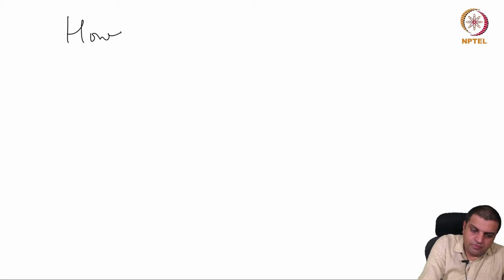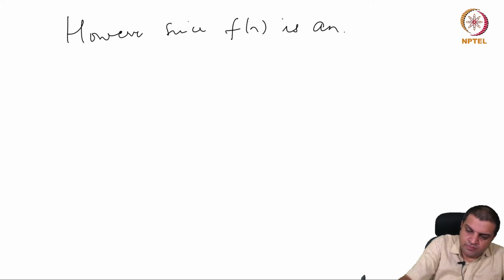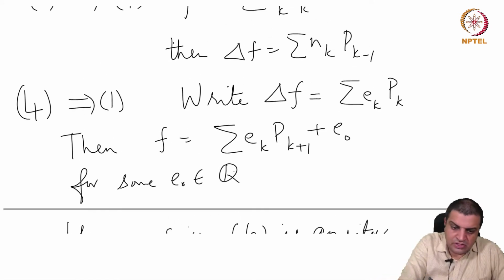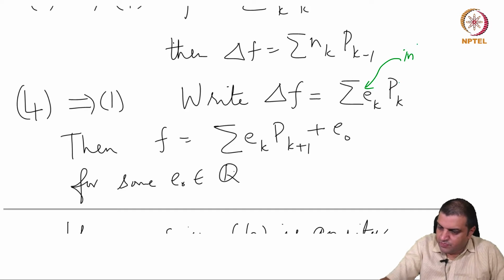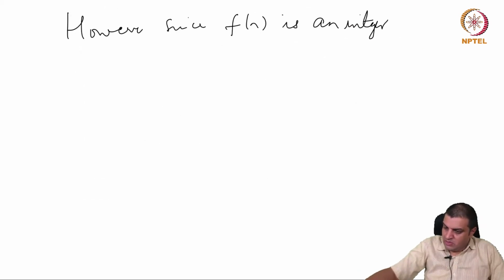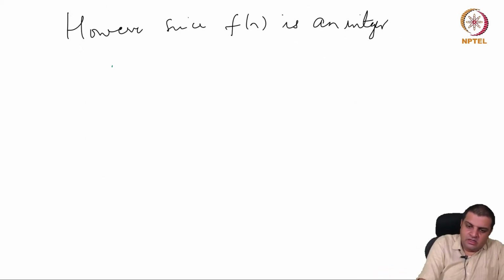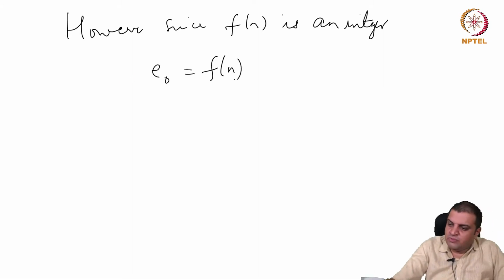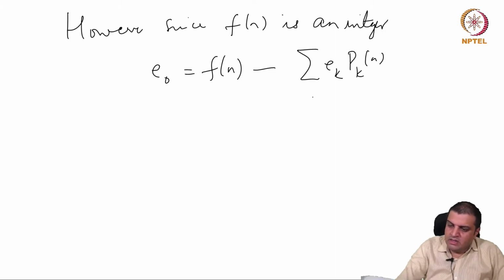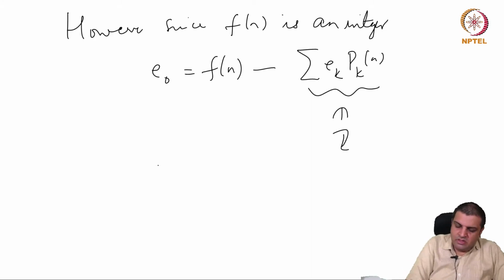However, since f of n is an integer, we are just assuming that, right, these are integers. That's for the f of n satisfies 1, is to say these are integers. Okay, so f of n is an integer, e_0, which is f of n minus the sum of e_k p_k of n, and this is in Z, is an integer.